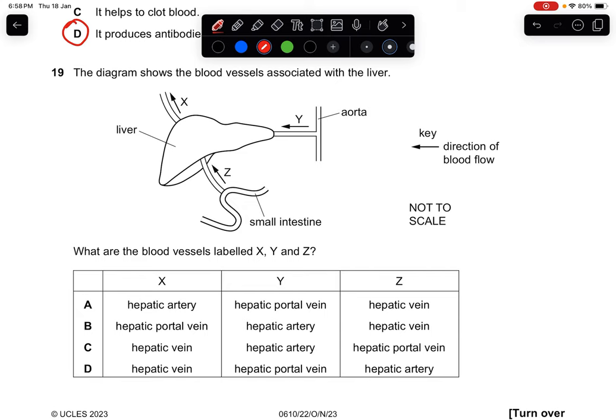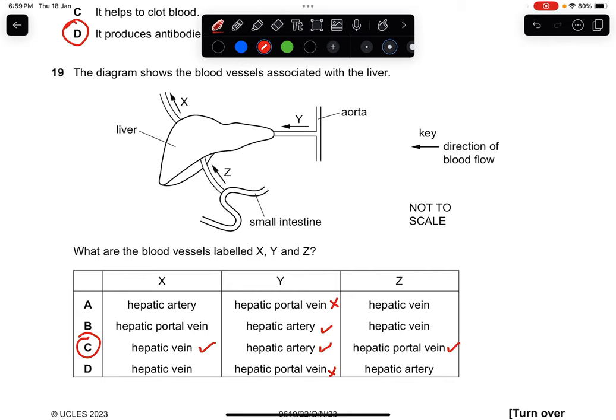So how do you solve this question? It's very simple. Find which one you know first. Whichever comes in, you see, it's coming from the aorta. So whatever enters is always the artery. So the artery is Y. Now we are left with the remaining ones. Let's look at the vein. Veins are responsible for going back to the heart. So the vein is X. And the hepatic portal vein comes from the small intestine, the villus, where food has already been broken down, and it comes to the liver. So it will be Z. So the answer is C.